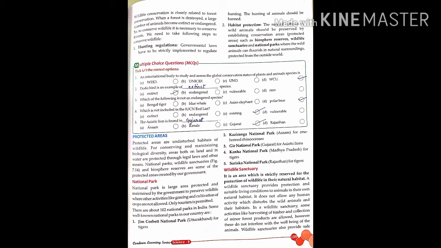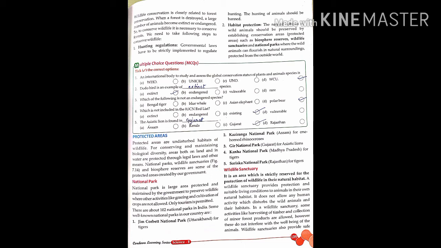Which is not included in the IUCN Red List data? Existing species are not listed. The extinct, endangered and vulnerable species are only listed in the Red Data Book. Fifth one, the Asiatic lion is found in Gujarat. I taught this just 5 minutes ago, 2 minutes ago, that the Asiatic lion is found in Gujarat, in Gir National Forest.